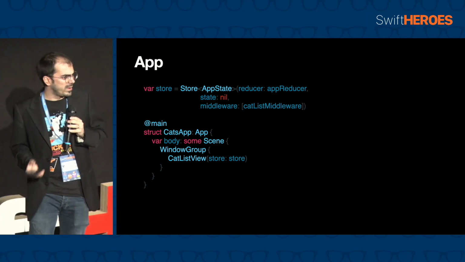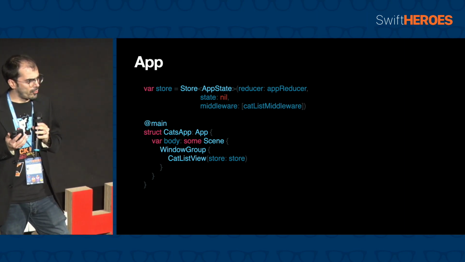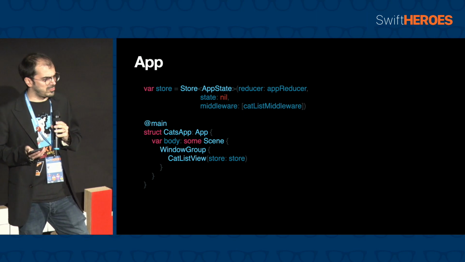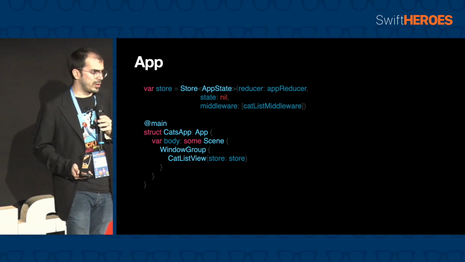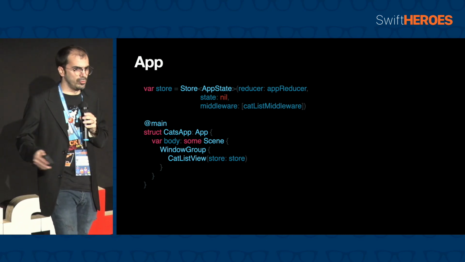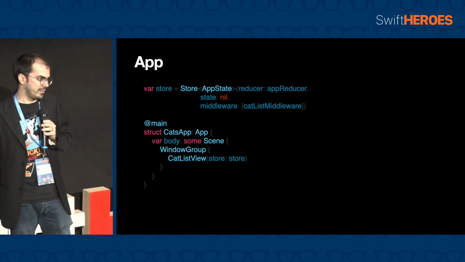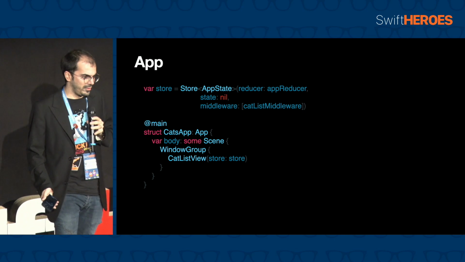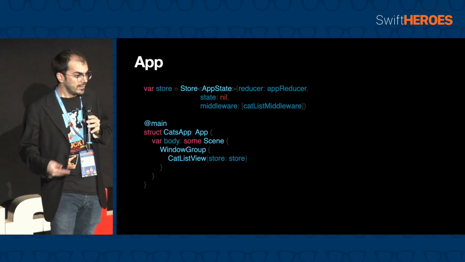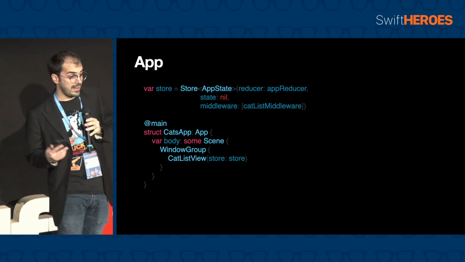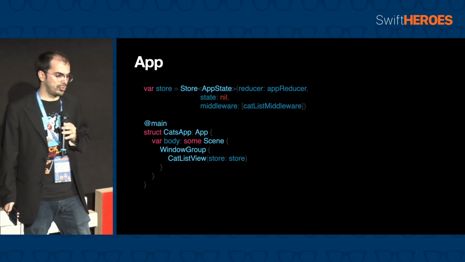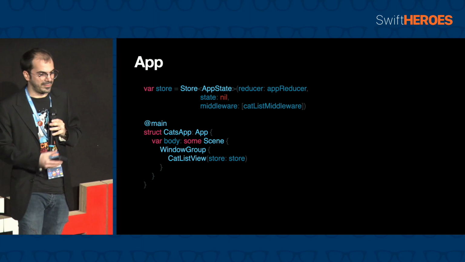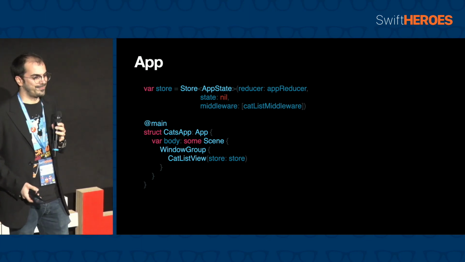You see here, when we declare the store, we pass three parameters. The first one is the app reducer, which is a combination of all the reducers of all the sections. And the second one, of course, is the state. It's the initial state. The third one represents the list of middlewares. So it is the middleware we created before.